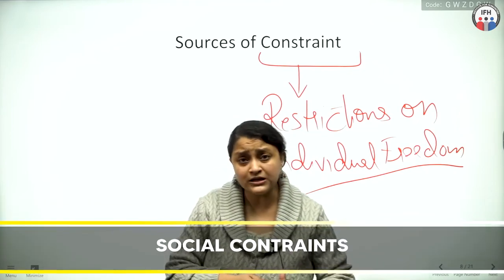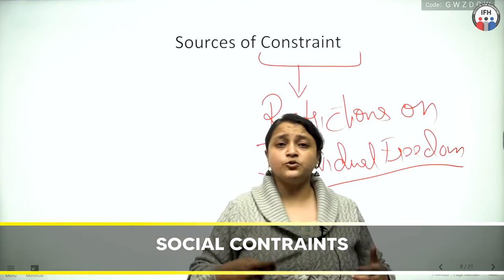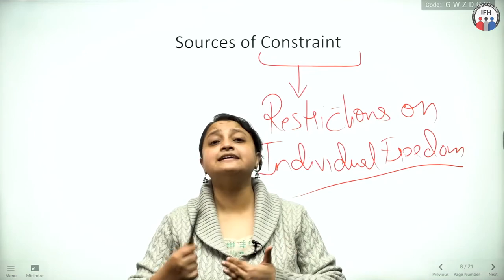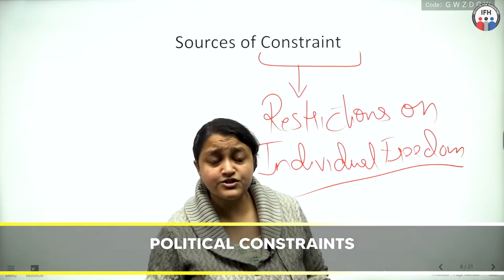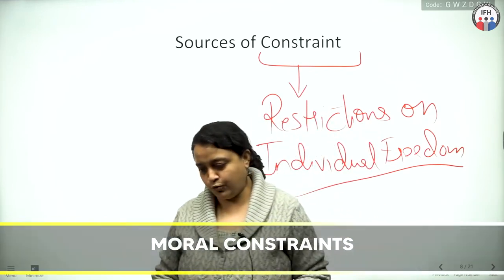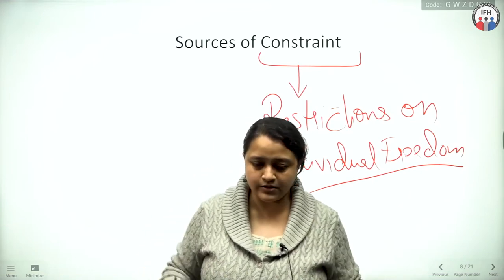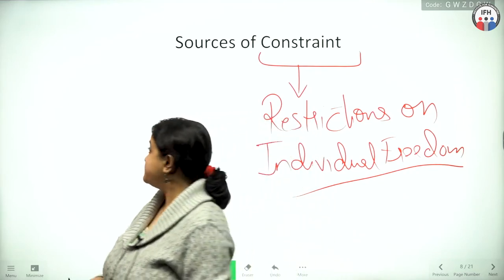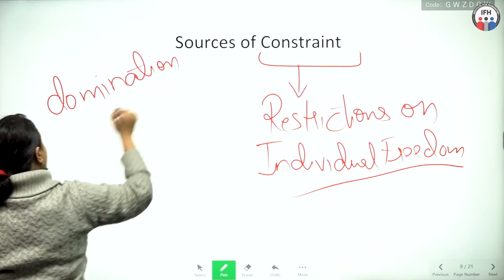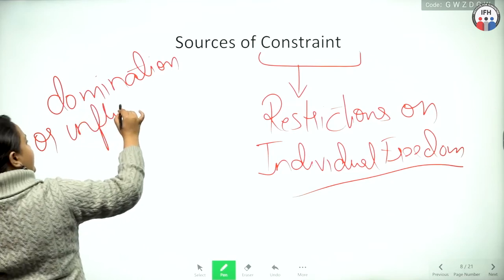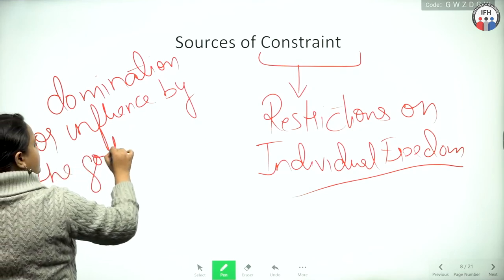If we talk about social constraint, we're talking about the caste system or gender inequality and so on, right? So the inequality in society is creating a constraint for us to exercise our freedom. Like that, we have political constraints, we have moral constraints, and so on and so forth. But one of the major constraints that we as individuals today in a democratic country face is that of domination or influence by the government through laws.